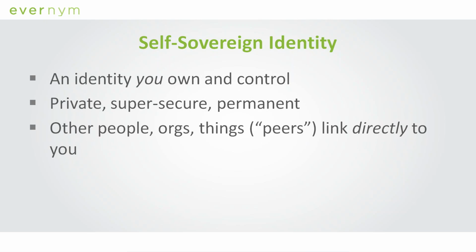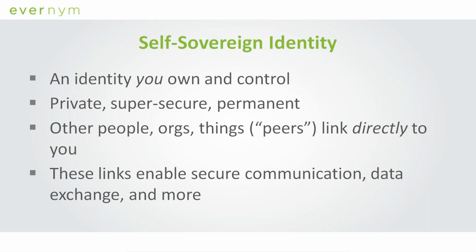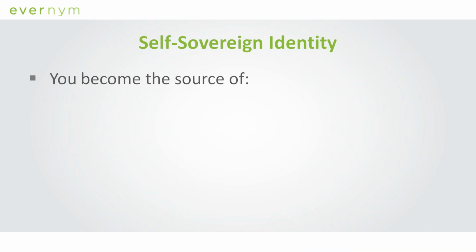First of all, it breaks new ground for privacy. It's super secure. It's permanent, if you want it to be. You certainly don't have to make it permanent, but it's as permanent as you want it to be. Other entities, whether they're people, organizations, or things, link directly to you. And these links that you create enable secure peer-to-peer communication. Any person, organization, or thing can connect directly to any other person, organization, or thing with no platform in between. And you can exchange data, communicate, make a payment, do absolutely whatever you want.